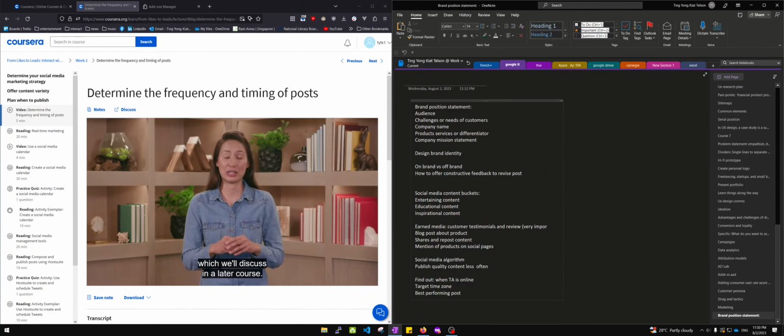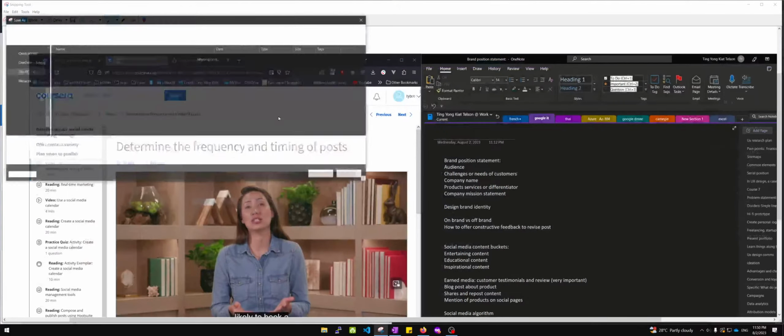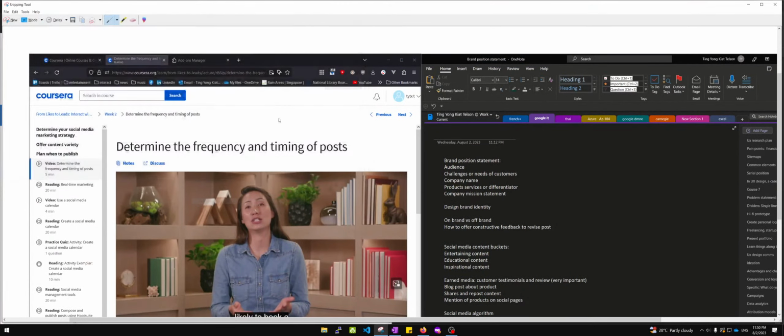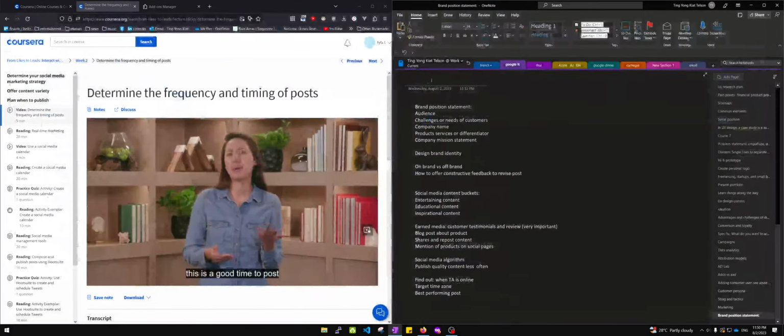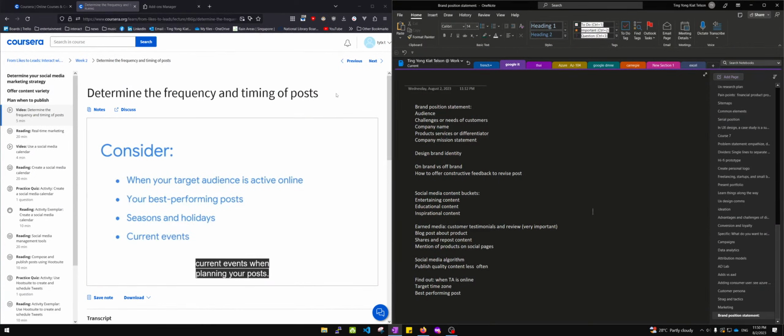When determining when to publish content, you should also consider seasons and holidays. For example, consumers tend to be more likely to book a vacation in January. So if you're a travel brand, this is a good time to post appealing images of travel destinations. You should also consider current events when planning your posts. If a national disaster or conflict occurs, for instance, you should be prepared to unschedule posts in order to be sensitive to these events or add a post to show your support.